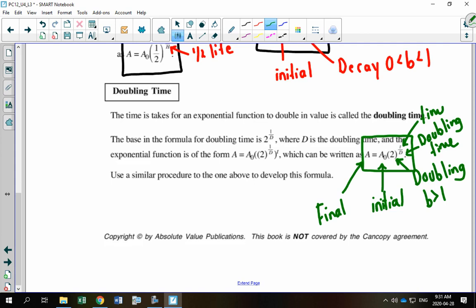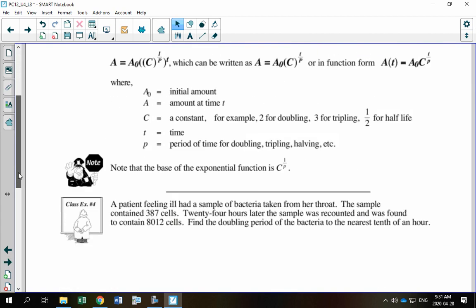Okay, so those are the two types of formulas we're going to use when we're talking about growth and decay, so specific formulas for them. So let's go ahead and try class example number 4 on the next page here.